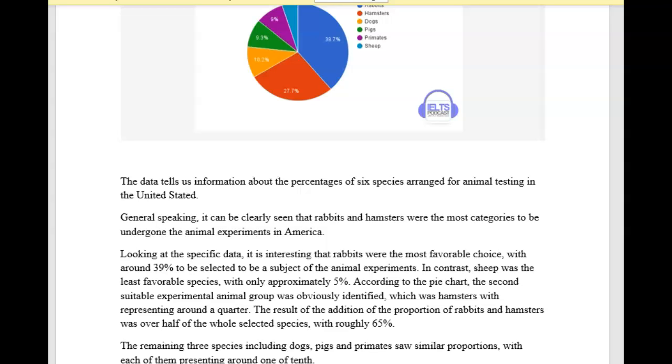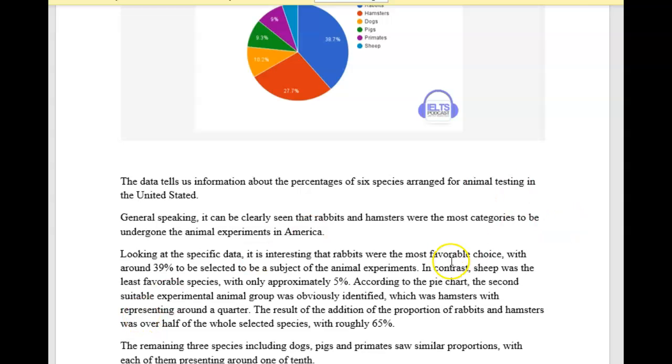Looking at the specific data, it is interesting that rabbits were the most favorable choice, with around 39% to be selected to be a subject of the animal experiments. In contrast, sheep was the least favorable species, with only approximately 5%. According to the pie chart, the second suitable, and I don't really agree with this word suitable here.